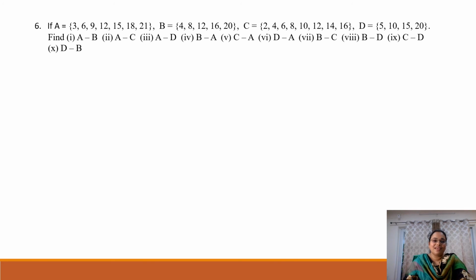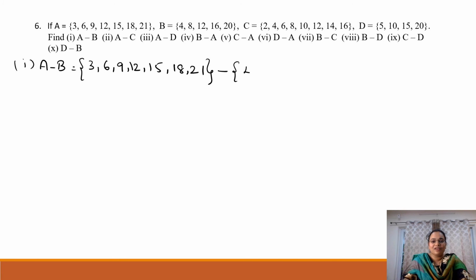The next one: A is equal to 3, 6, 9, 12, 15, 18, 21. B is equal to 4, 8, 12, 16, 20, and C and D are also given. They have given the values of A, B, C and D. So we need to find A minus B. Yes, A minus B. What is set A? 3, 6, 9, 12, 15, 18, 21, minus B, which is 4, 8, 12, 16 and 20.